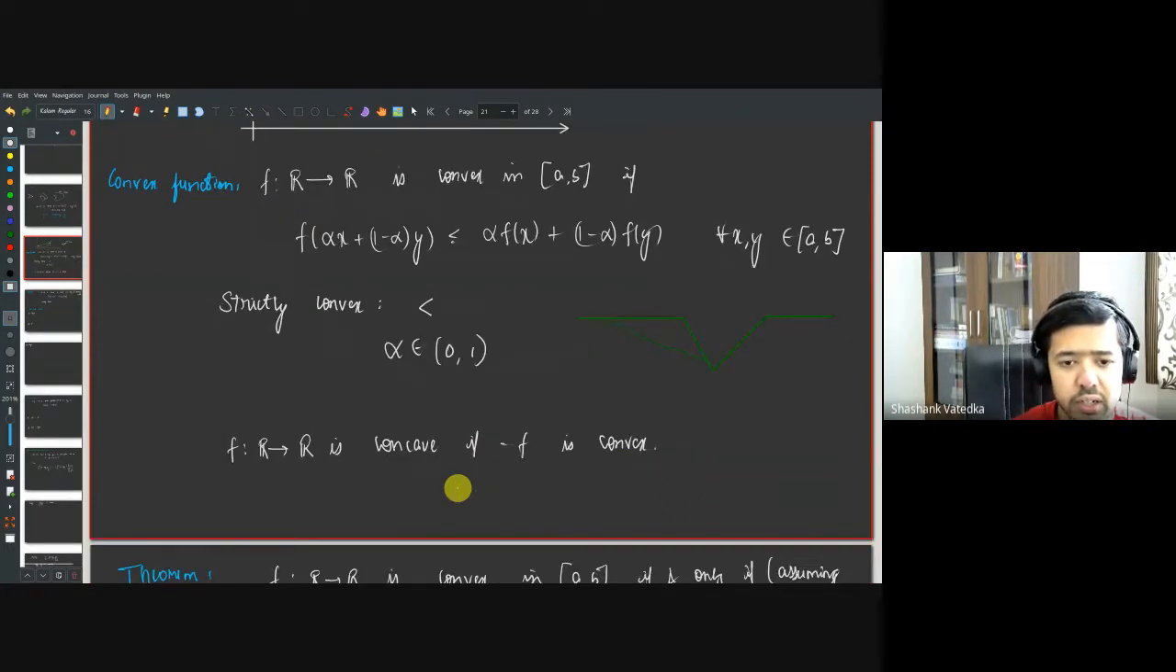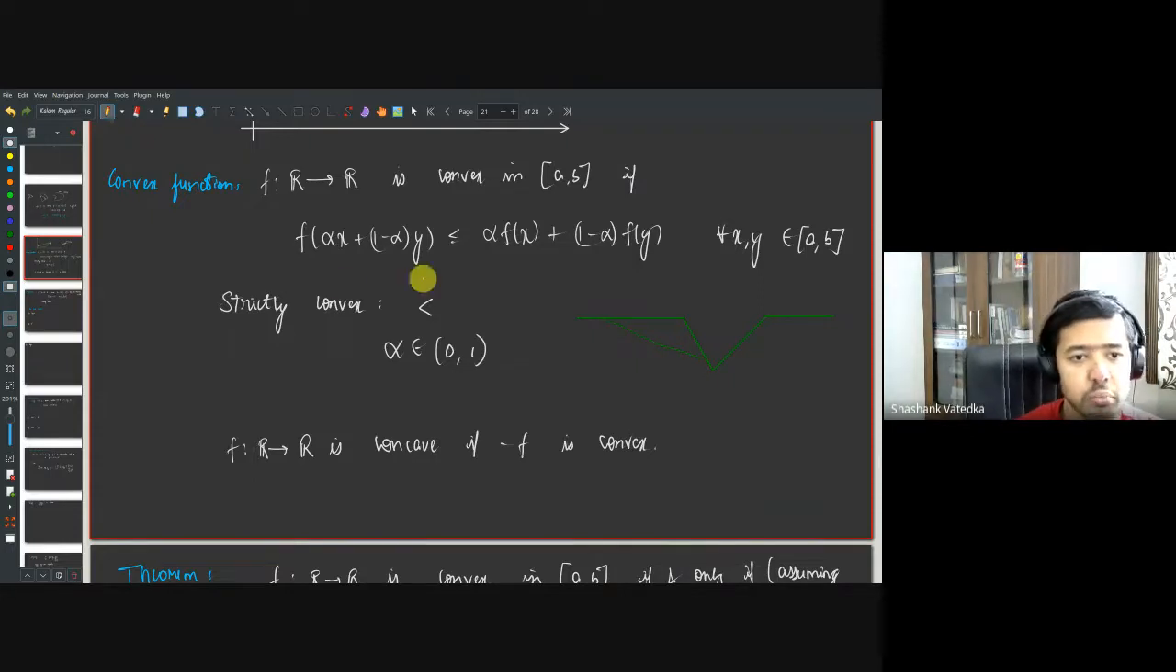Okay, and correspondingly, we say that a function is concave if minus f is convex. So a convex function is one which looks like a bowl, whereas a concave function is one which looks like an inverted bowl, right? So you flip it, and you get a concave function.